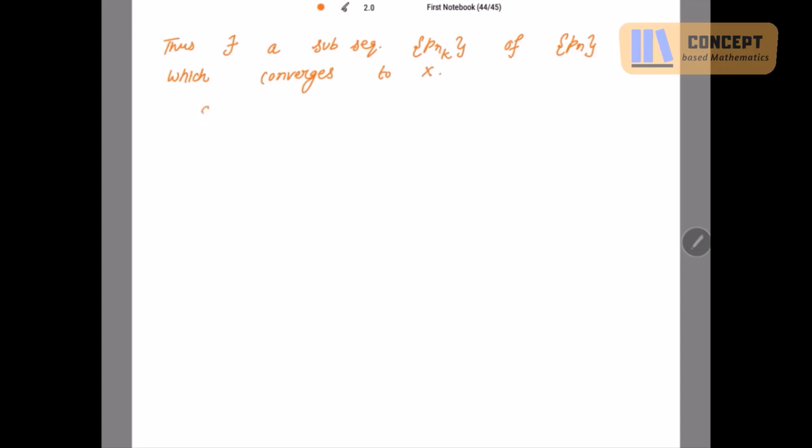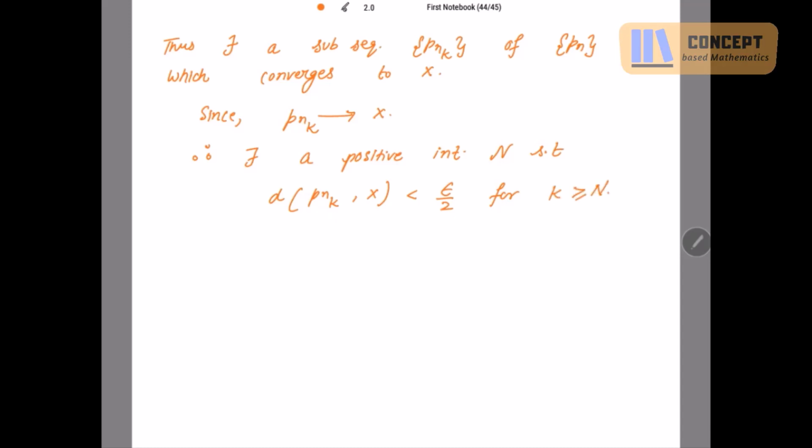Right? So can I write it as, since Pnk is converging to x, right? So therefore, just the definition for the convergent sequence now. There exists a positive integer n such that, since it is converging to x, let's write the definition of convergence in the distance format. The distance of Pnk with x is less than epsilon by 2. Instead of epsilon, I'm taking epsilon by 2, because this number can be as small as possible, but positive, for k greater than or equal to n. This k is greater than or equal to this natural number.